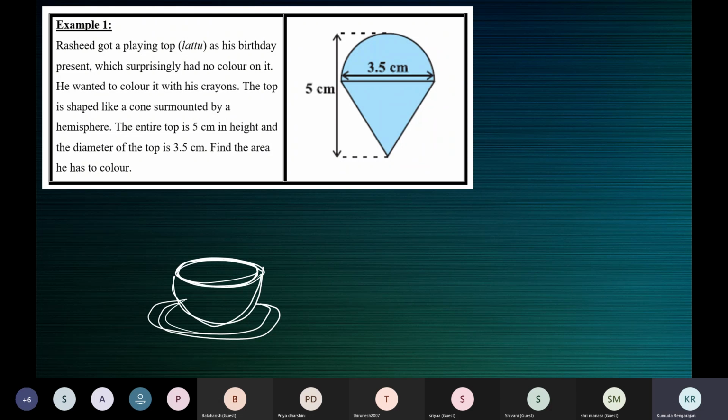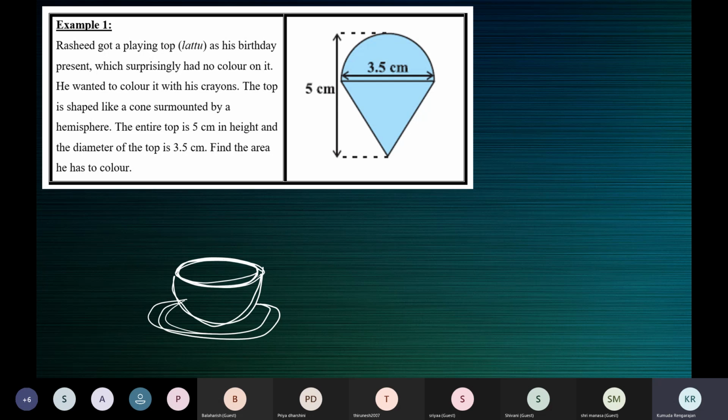Can you see the circular portion of the hemisphere? Only if you can see, you can paint. If it is not visible, that means you cannot paint that portion. Whatever is visible, you can paint. Can you see the circular portion of the hemisphere? No, ma'am. You cannot see it. Can you touch it? No.